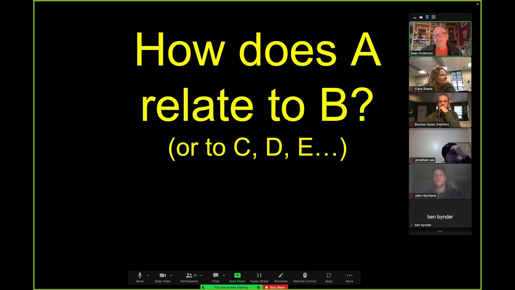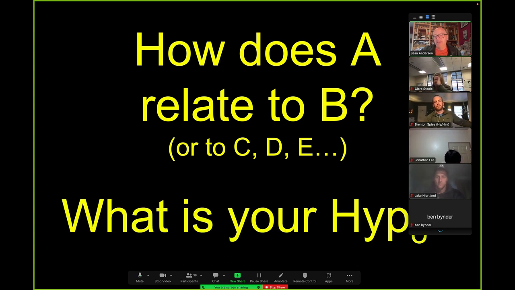Again, please interrupt me if something doesn't make sense or I go too fast. In general, at this stage, you're starting to have this data and starting to figure out how to communicate it. Fundamentally, we're talking about how one thing relates to another, or maybe how one thing relates to several other things. We're trying to look for a pattern here, and that gets down to your hypothesis, right?